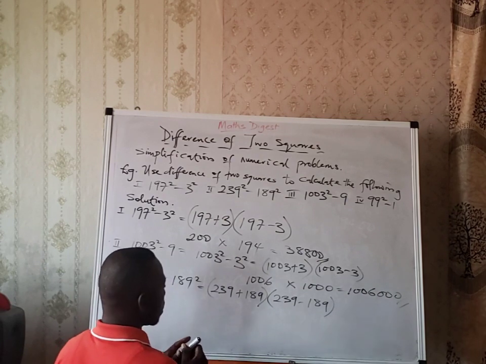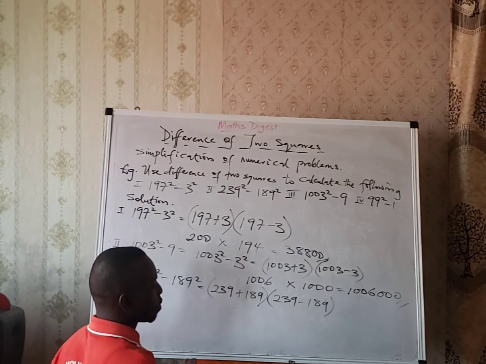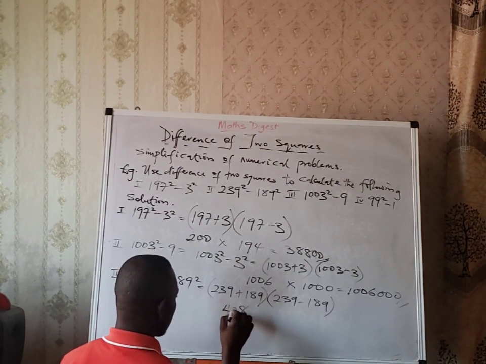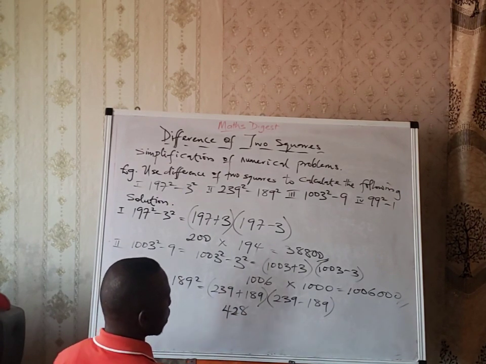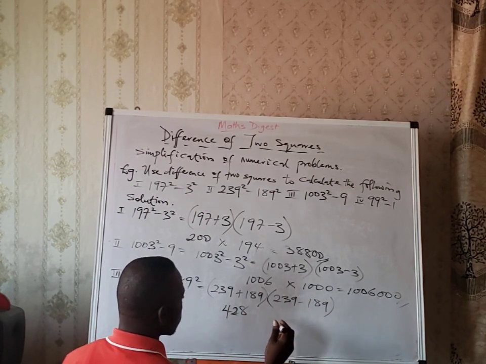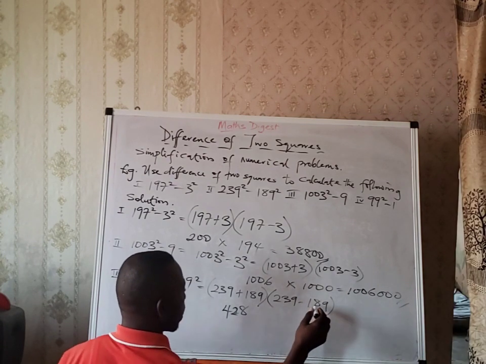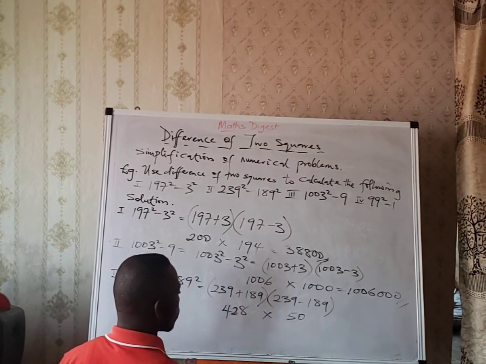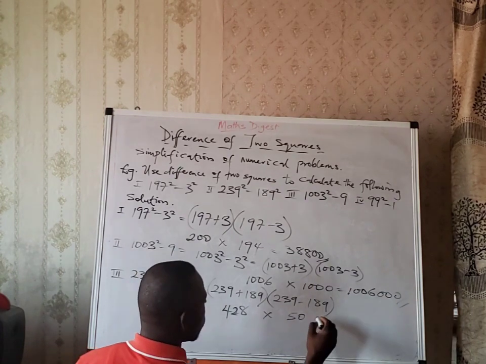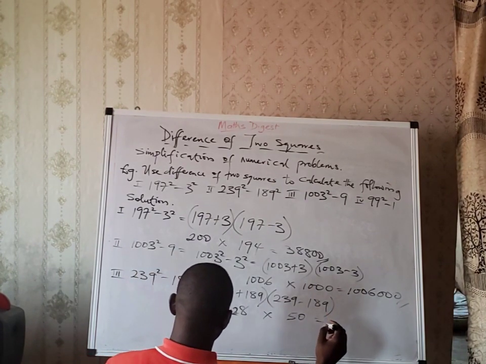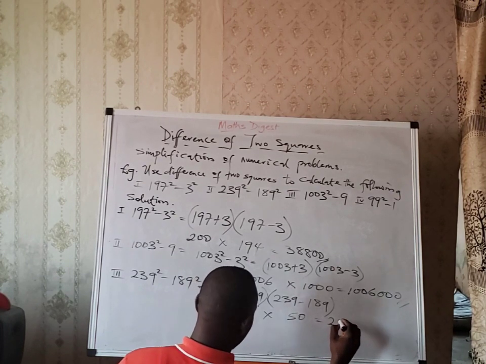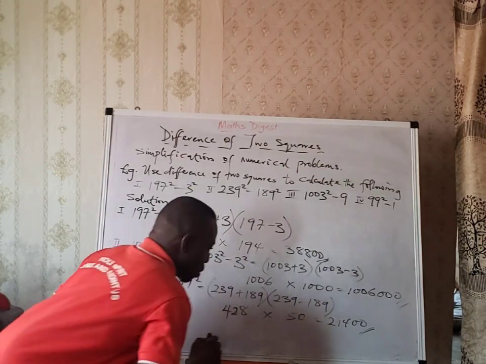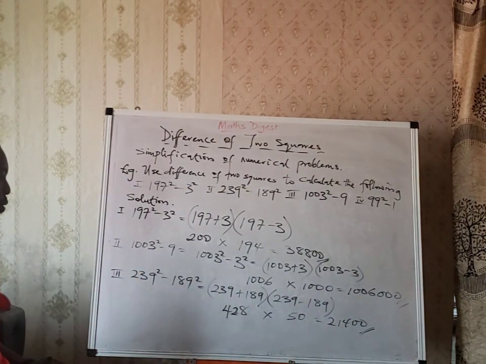This plus this will give us 428. And this minus this will give us 50. So 50 times 428 will give us 21400. This becomes our final answer.